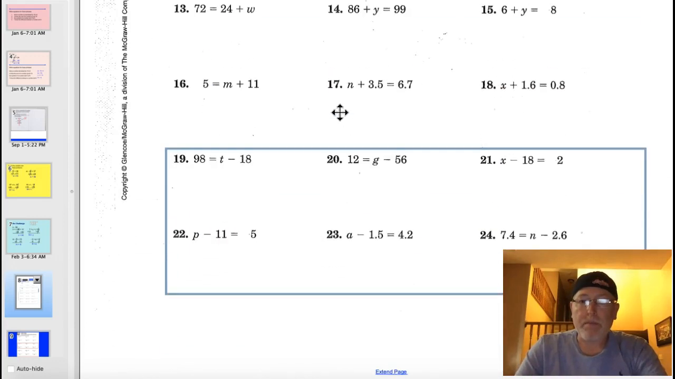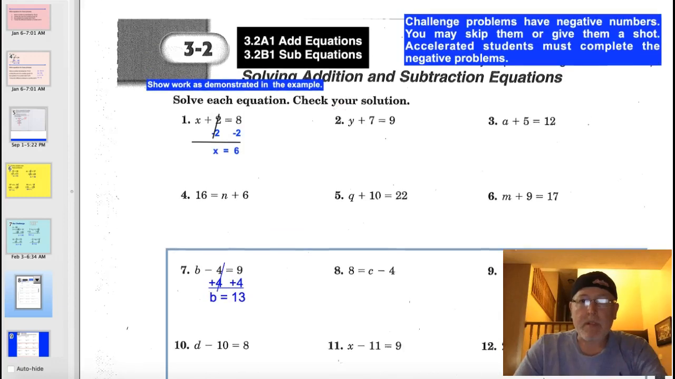Okay. Here's 6 more. Yes, you may use a calculator. Yes, the negative numbers are optional. You don't have to do them, but what the heck, give it a try. You got a calculator. It says right there, challenge problems. May have some negative numbers in it.